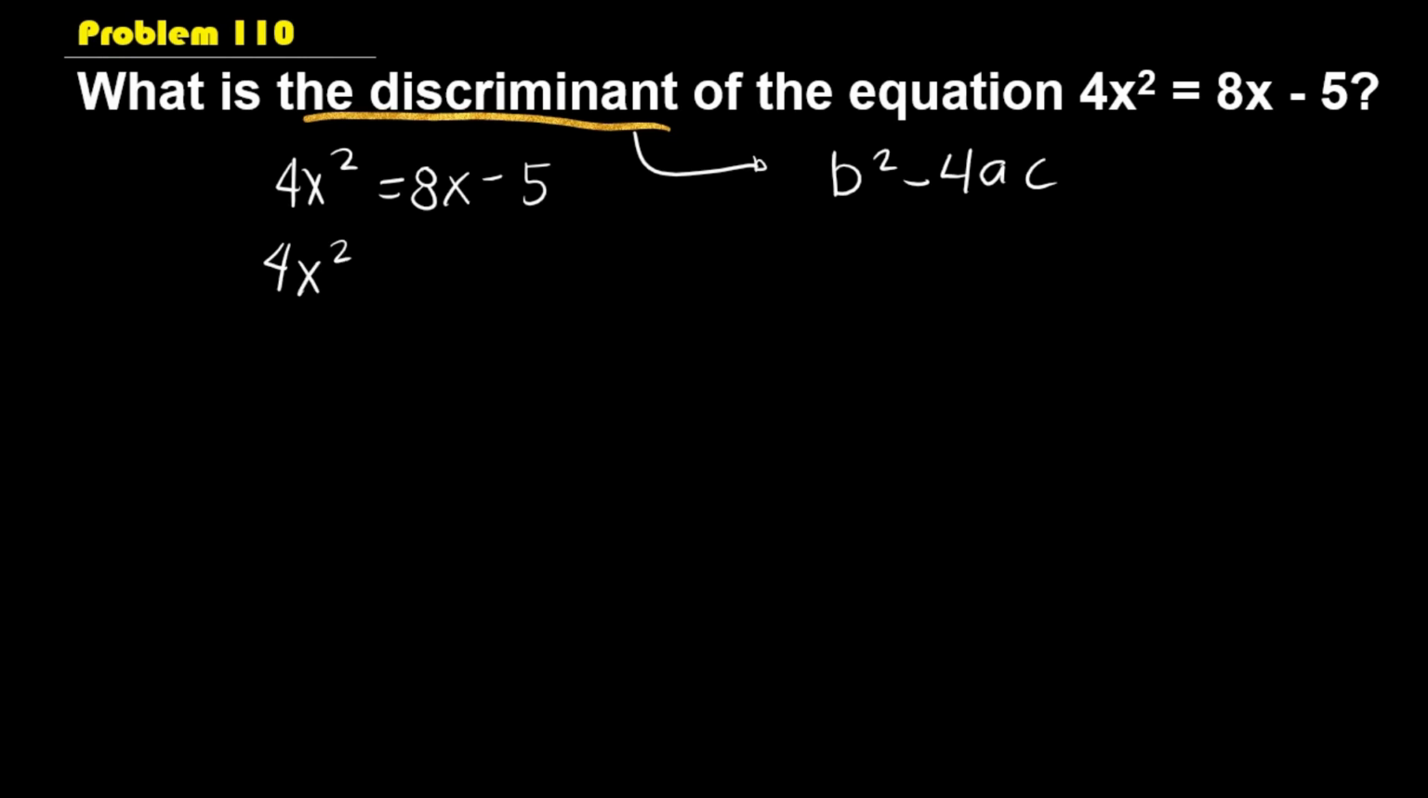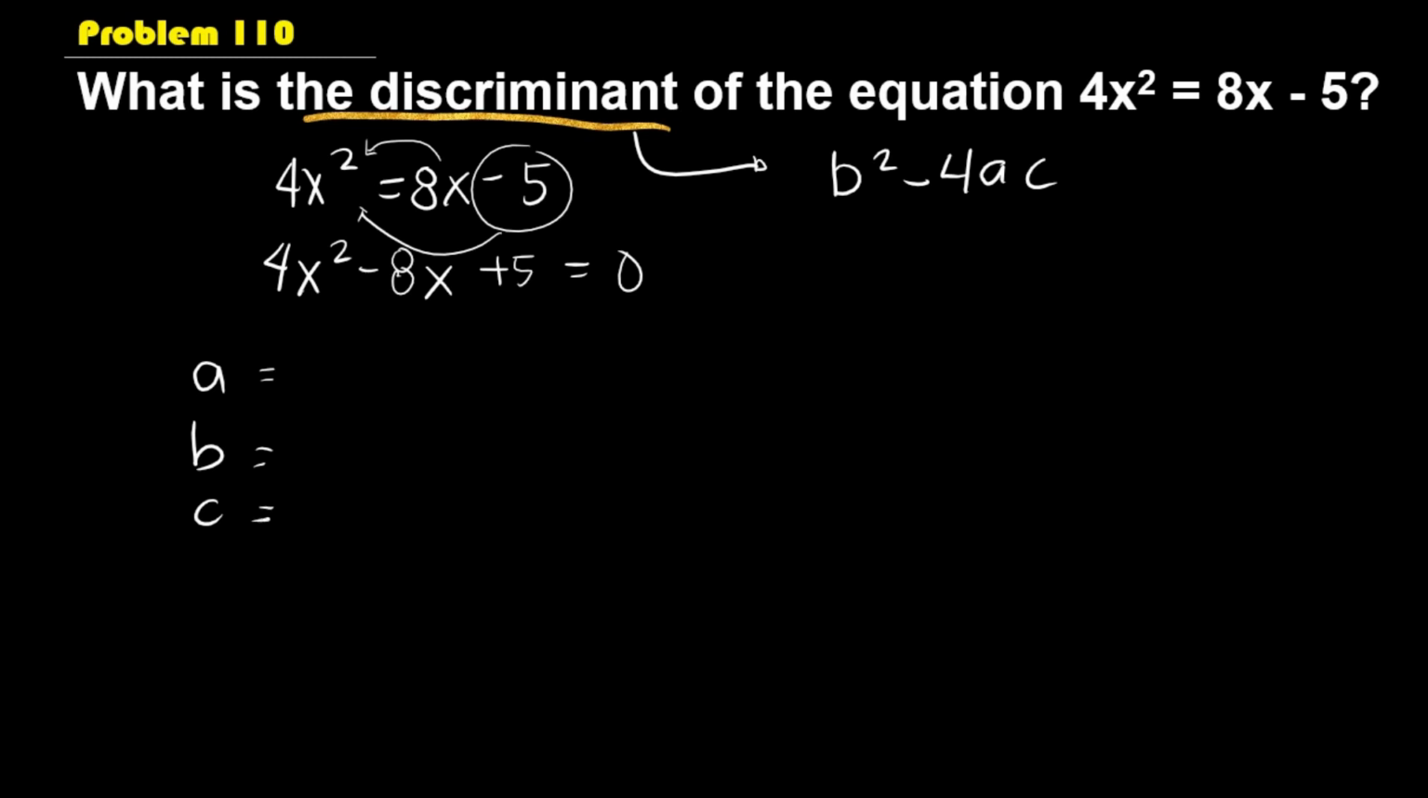So, 4x squared, ilipat natin si 8x sa kabila, and that will be equal to negative 8x. At si negative 5, pag nilipat mo siya sa kabila, that will be positive 5 equals 0. So, nasa form na po siya ng quadratic equation. Identify na natin sino si ABC mo. Your A is 4, your B is negative 8, and your C is positive 5. So, b squared minus 4AC.